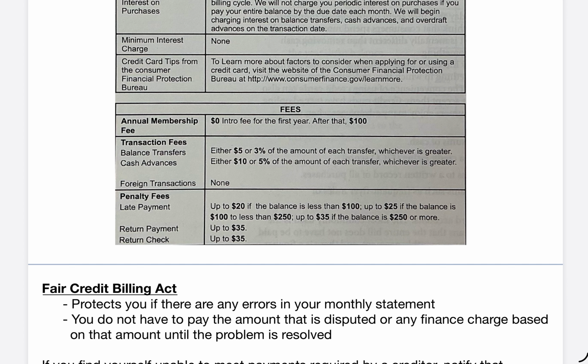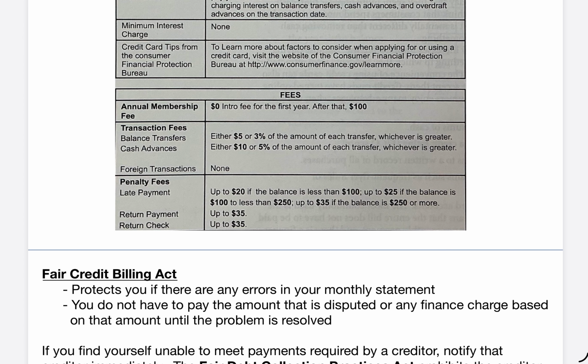Okay, and then also transaction fees. This is when you conduct a balance transfer or cash advance. They will assess you either $5 or 3% of the amount of the transfer in this case, or $10 or 5% of the amount of each transfer for cash advances.